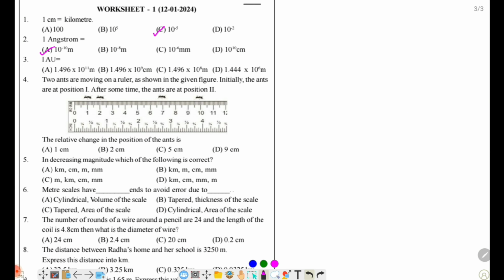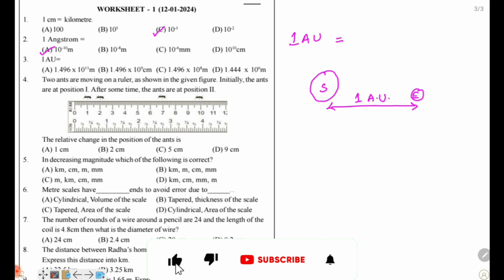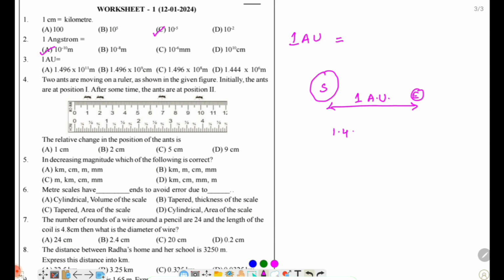So the third question is 1 astronomical unit, 1 AU, nothing but 1 astronomical unit. So we learned astronomical unit is the mean distance between the sun and the earth. So the mean distance between the sun and the earth is termed as 1 astronomical unit. So 1 astronomical unit value is 1.49 times 10 to the power 11 meters. This is the value of 1 astronomical unit.